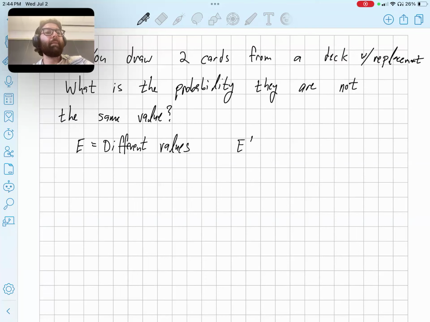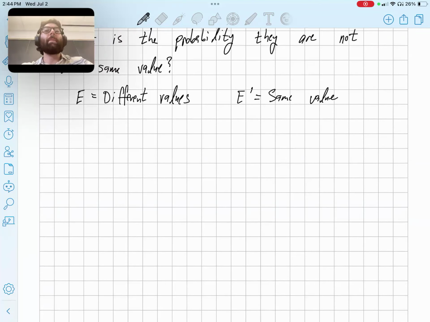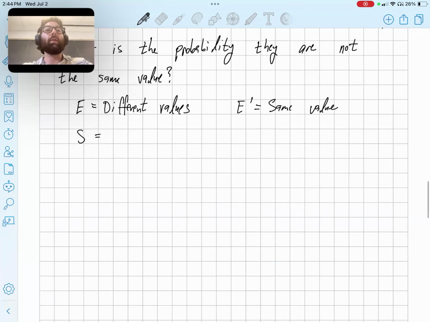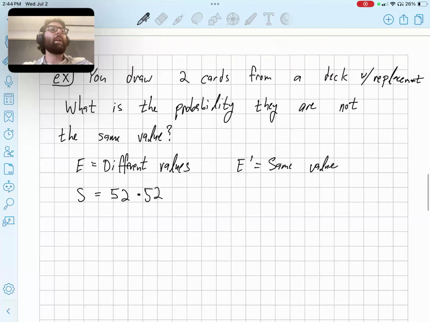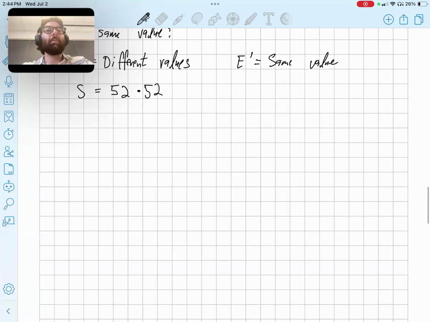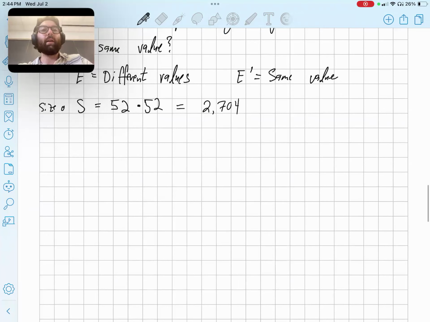And so E prime, if they are not different values, they must have the same value. And so let's find the probability of E prime. So our sample space, this is just the number of ways to draw two cards with replacement. Well, the first card, we have 52 options. The second card, we also have 52 options because we're replacing it. And so 52 times 52 is 2,704. So size of S.